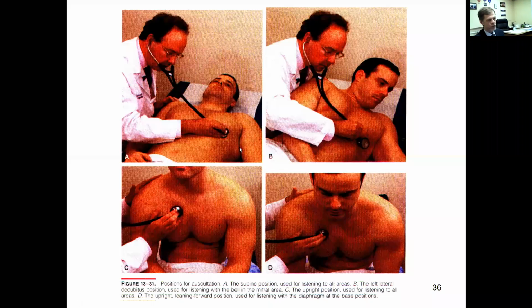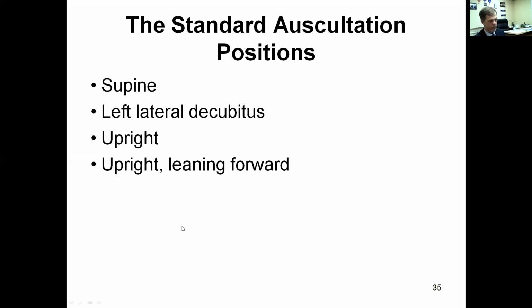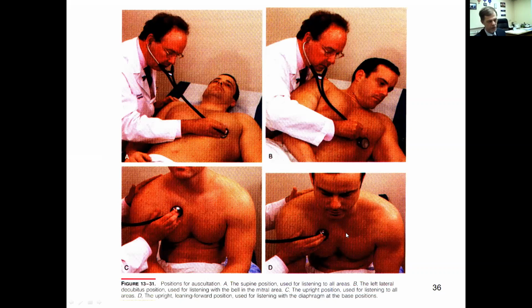Then left lateral decubitus position. Patient just in lying position, move to his left side. Then we have upright position, and we have upright leaning forward. Why do we need different positions? Because sometimes some sounds are better heard in one or another position.